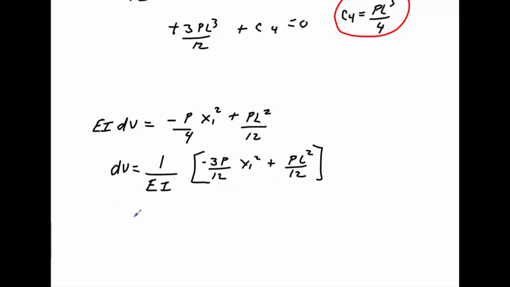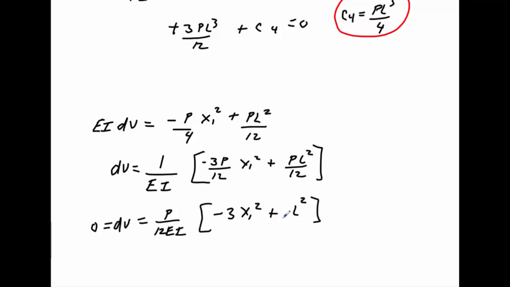You pull out greatest common, we'll have dV is equal to, let's see, we can pull a P out, and that gives me 12 EI here. What that leaves me inside is going to be minus 3x1 squared plus L squared. So now if we set dV equal to 0, that's the slope. We'll solve for this. This has to equal to 0. So we have minus 3x1 squared plus L squared is equal to 0.